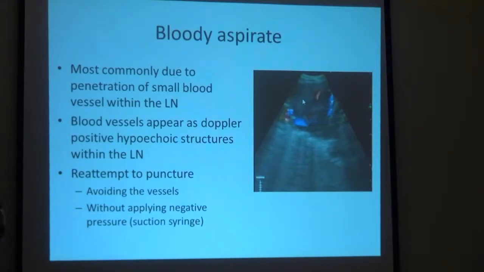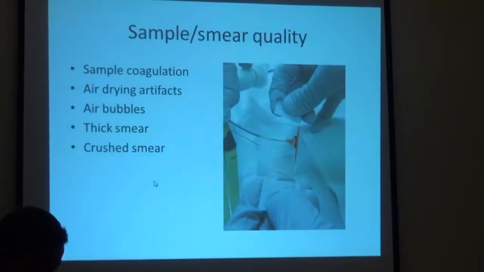Number two, what could be helpful is not to put negative pressure. So you do it without aspiration. You puncture with the needle, you remove your wire, and you just move the needle back and forth, just like a regular thyroid FNA. You don't put the negative pressure syringe attached to the needle. So these are the two tips for that.